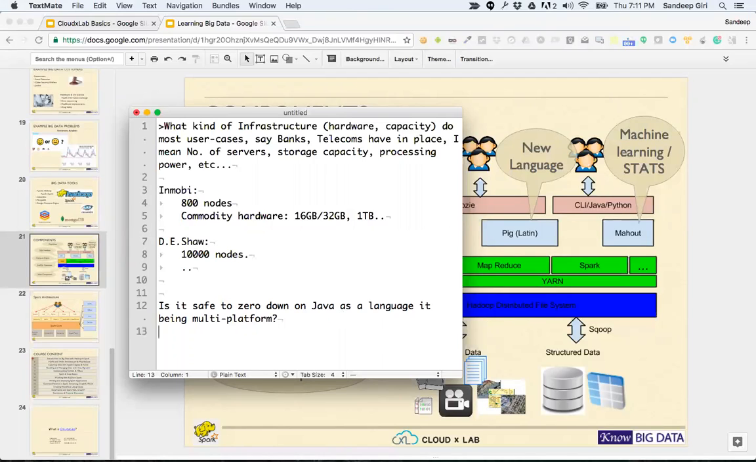Great question. Now, the second question is: is it safe to zero in on Java as a language, it being a platform? That's a very good question, and I get asked this quite often. So yes, all of these components, whether HDFS, HBase, or Yarn, are written in Java. And to your surprise, Spark, which is written in Scala, is actually Java, because Scala also compiles to Java.